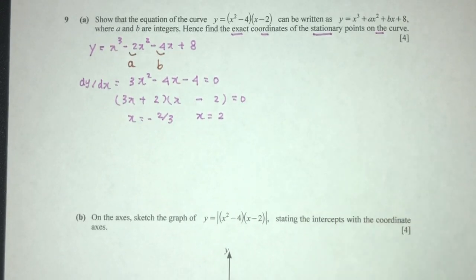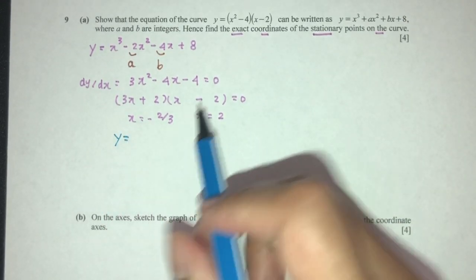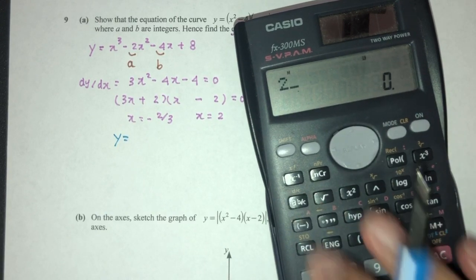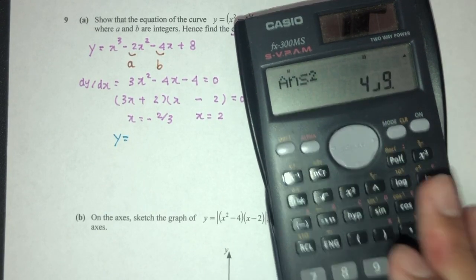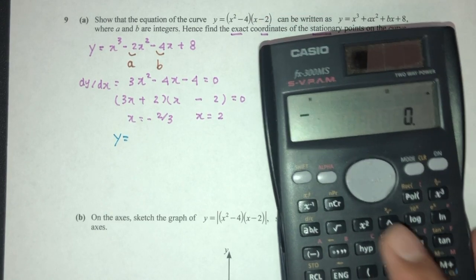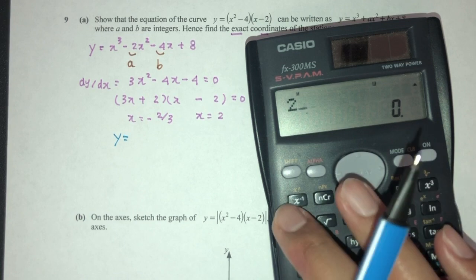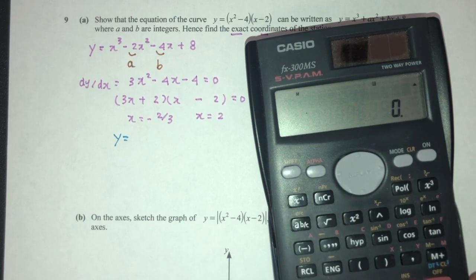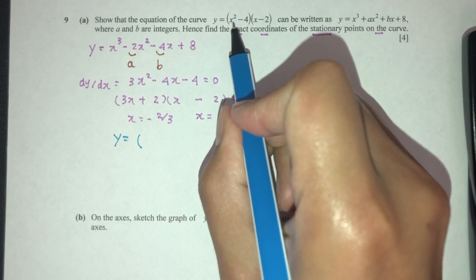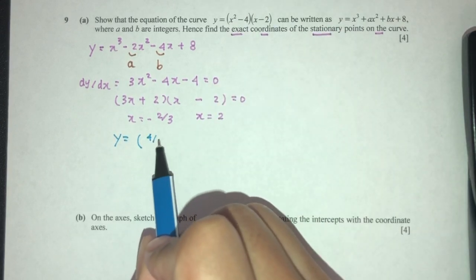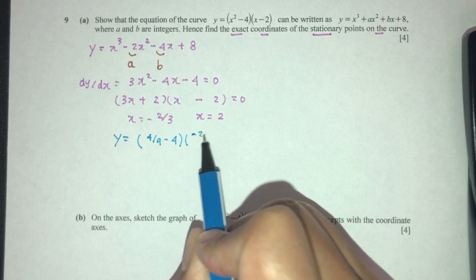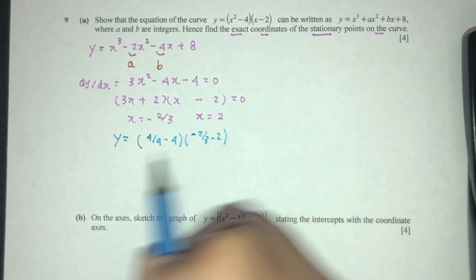Now let's find the corresponding value of y. So y will be, replaced back in here, you will have minus 2 over 3 squared minus 4 times, so again 2 over 3 is the answer, right? So here we have to replace one by one. So here we have minus 2 over 3 squared minus 4, that will be 4 over 9 minus 4, multiplied by minus 2 over 3 minus 2.